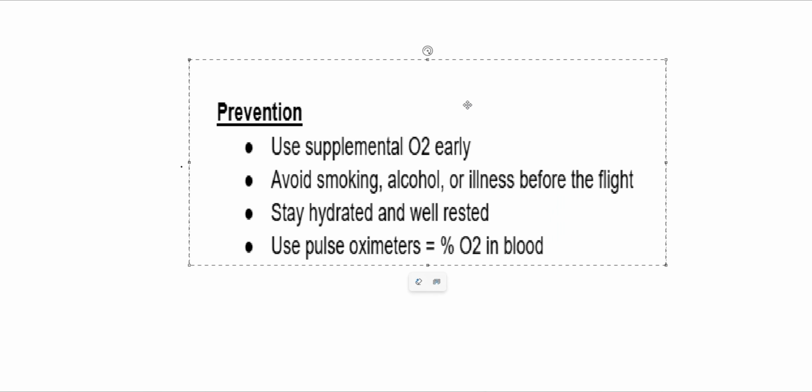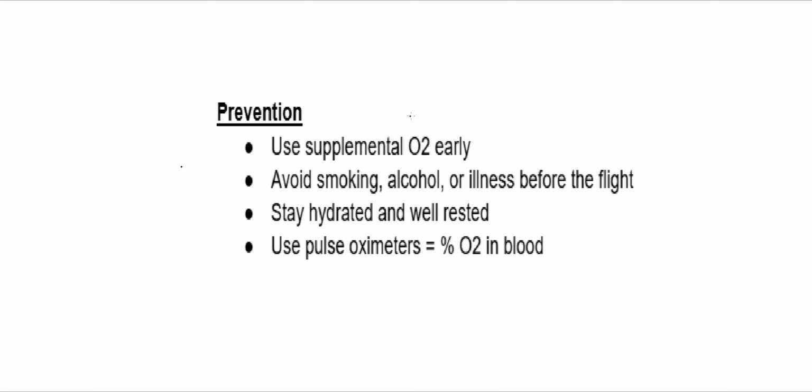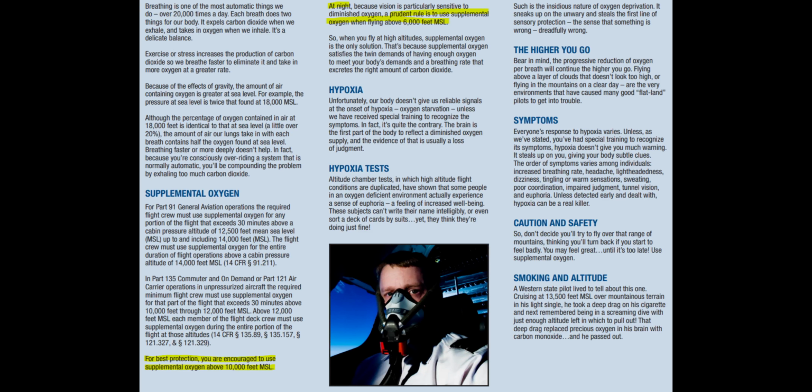Now, what are the best ways to prevent hypoxia? Well, the first is to use supplemental oxygen early. As you can see here, I added a FAA hypoxia brochure. It'll be in the description for you. But at the bottom left-hand corner, I have it highlighted, the FAA recommends using supplemental oxygen above 10,000 feet MSL and at night at 6,000 feet MSL.